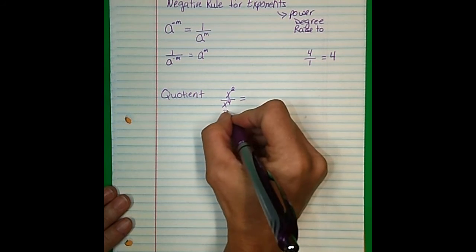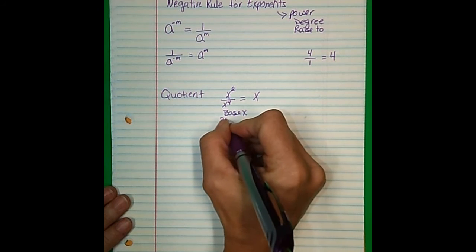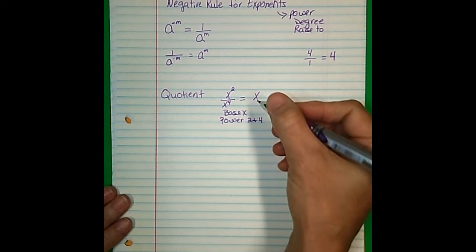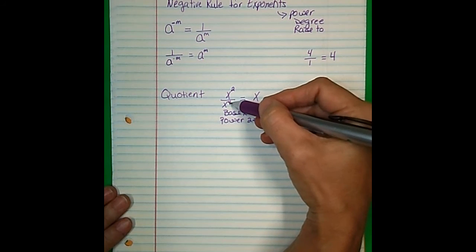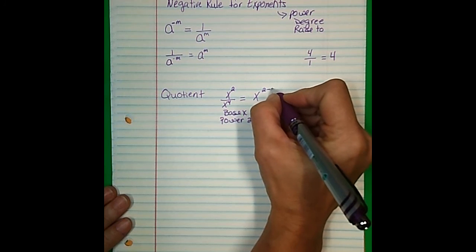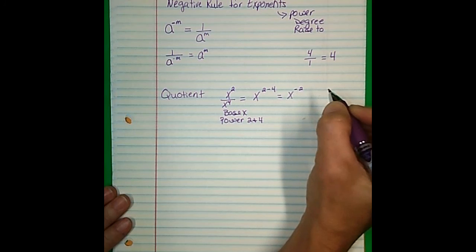My base is what? X. So I'm going to apply it. My powers are 2 and 4. And the quotient rule clearly states top minus bottom powers. So my top power is 2, my bottom power is 4, and I subtract them. It gives me x raised to negative 2.